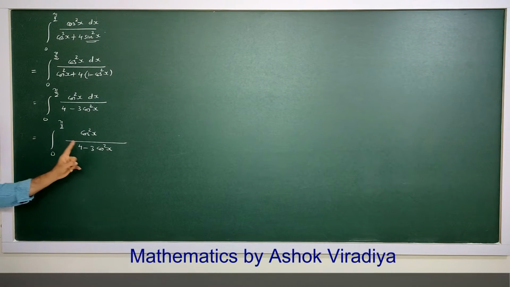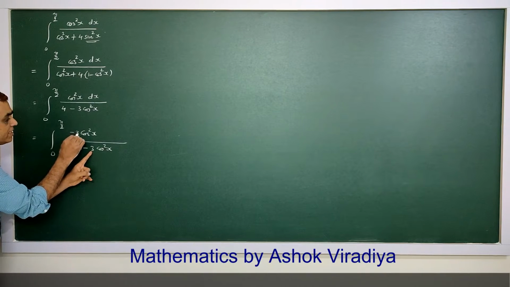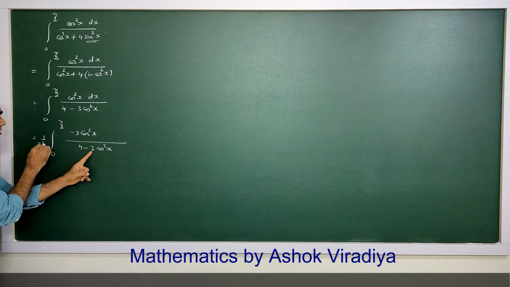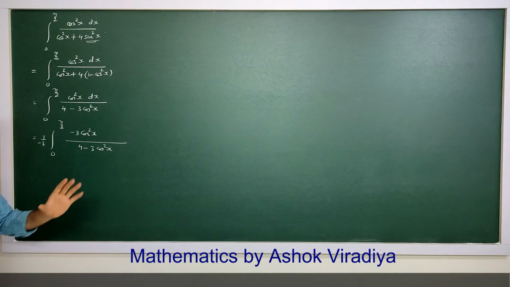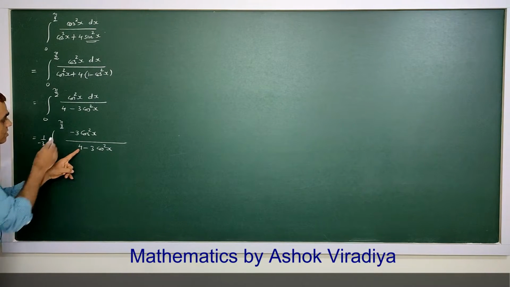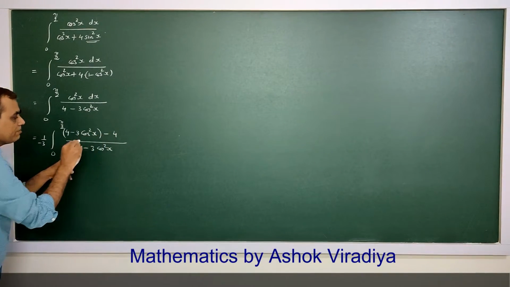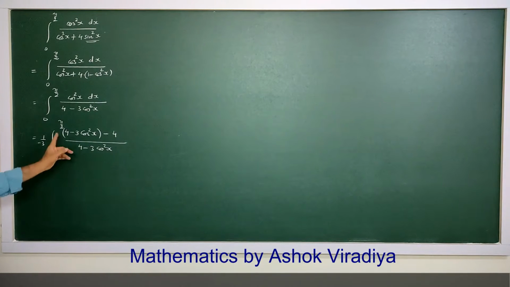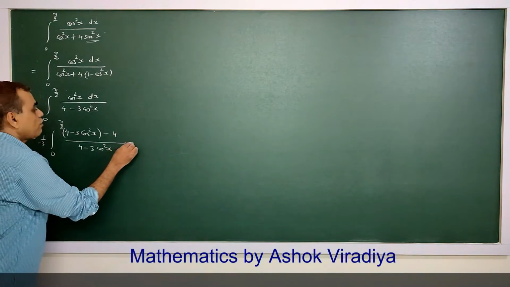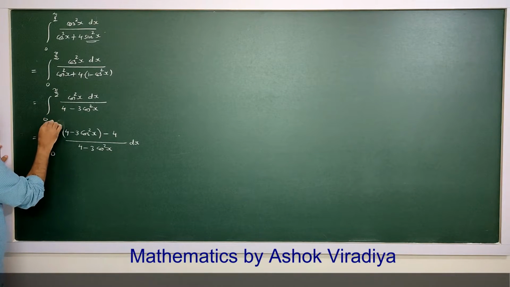Now what we do? This is minus 3. So I multiply by minus 3, divide by minus 3. That means value remains unchanged. Now here is 4. So add plus 4 and subtract the same number, adding and subtracting 4 in the numerator. So this can be expressed in this form. Without changing value, we can do like this.